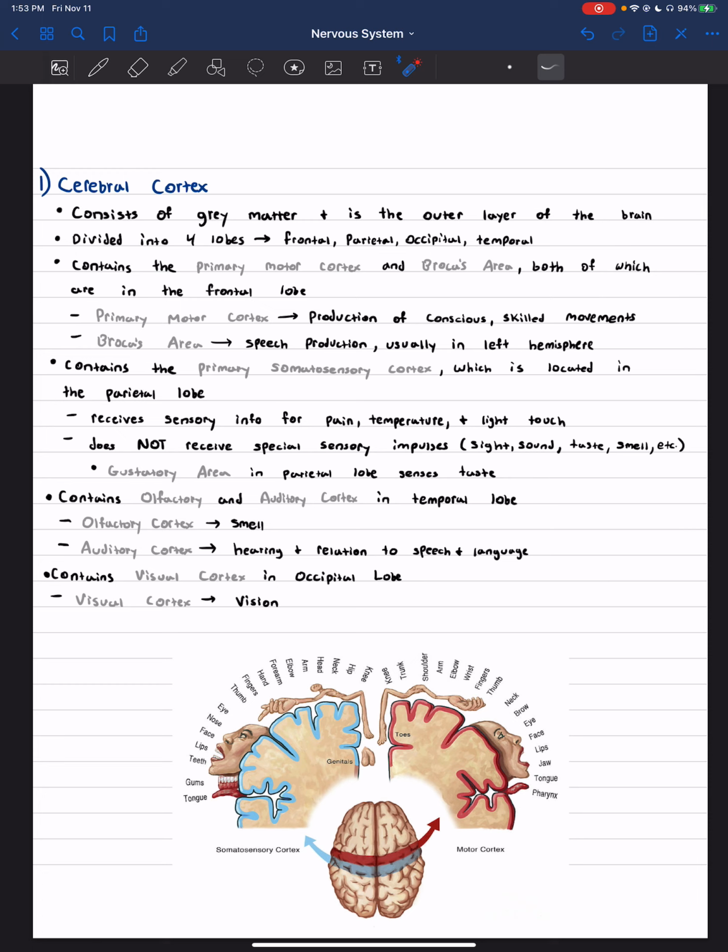I know, kind of dumb, but it helps because there are lots of parts of the brain and it will get confusing. So Broca's area, production, speech production.